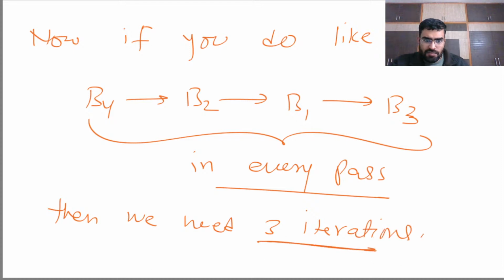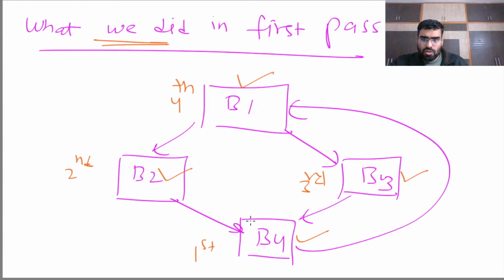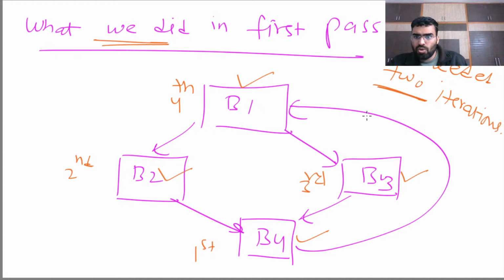And here, with our approach, we only need 2 iterations. Yes or no? We needed 2 iterations. Correct? Agree? Only 2 iterations we needed.